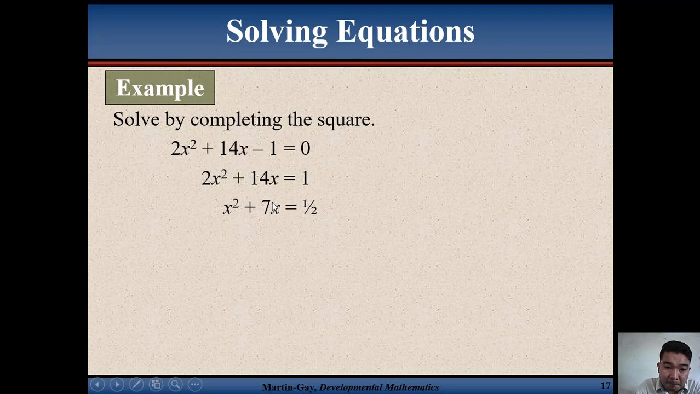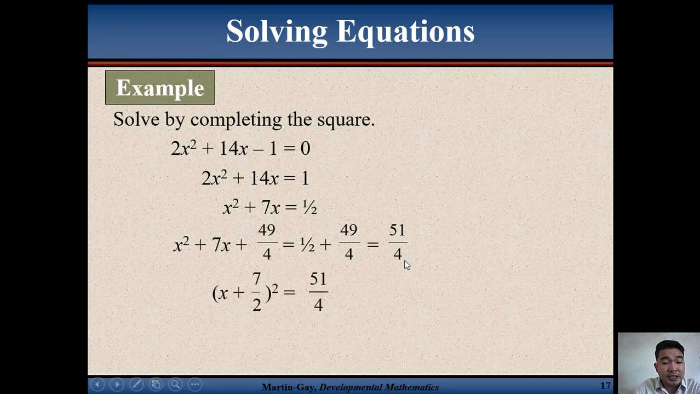And then get the half of 7, so that is 7 over 2, and then get the square. 7 over 2 squared is equal to 49 over 4. So we add 49 over 4 to both sides of the equation. And then 1/2 plus 49 over 4 is equal to 51 over 4. So the LCD is 4. So you have 4 divided by 2 is equal to 2 times 1 is 2. 2 plus 49 is 51 over 4.